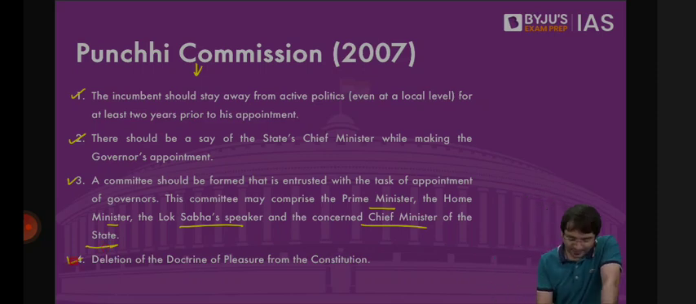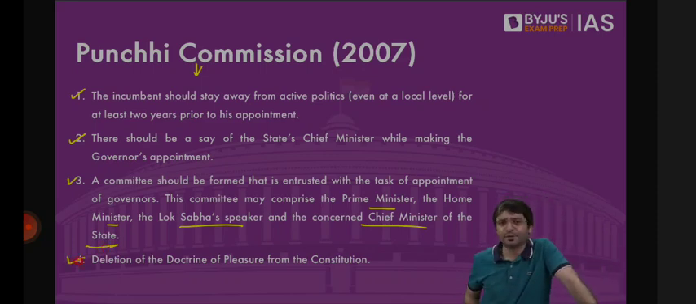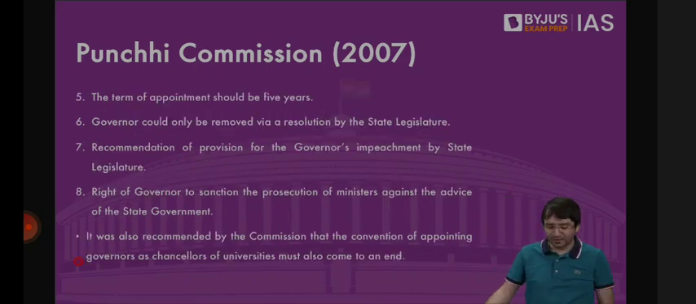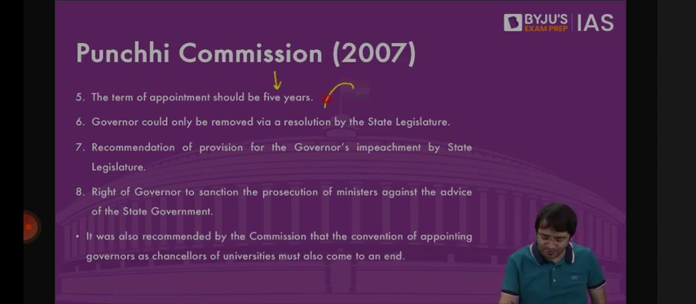Deletion of doctrine of pleasure from the constitution. This is the most important ground. Because office of governor, if the tenure is for 5 years, but even before 5 years, you can be removed if the pleasure is withdrawn by the president, which is basically the pleasure of the prime minister. The term of appointment should be for 5 years. Governor could only be removed via the resolution by the state legislature.